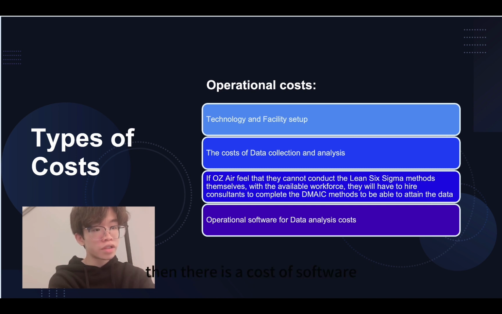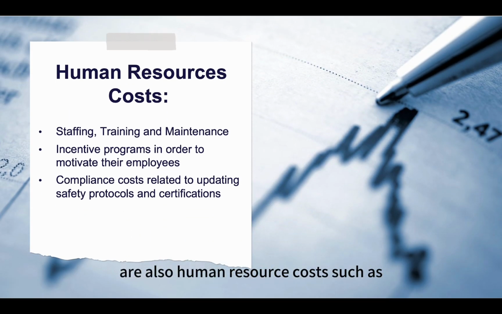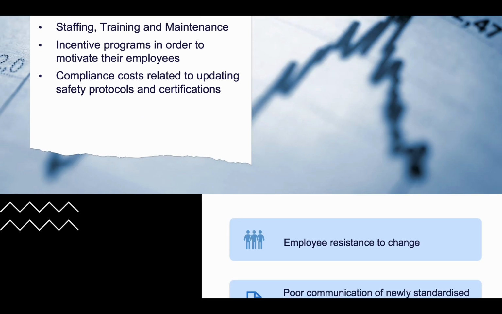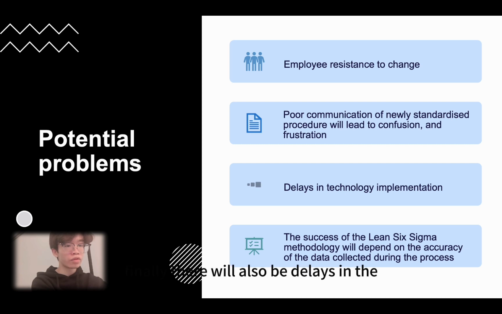Then there is a cost of software to operate the data analysis, and there are also human resource costs such as staffing, training, and maintenance. Finally, there will also be delays in the implementation of the technology. The success of the Lean Six Sigma methodology will depend on the accuracy of the data collected during the process. Employee resistance to change and miscommunication of the new standardized procedures will lead to potential problems such as confusion and frustration.